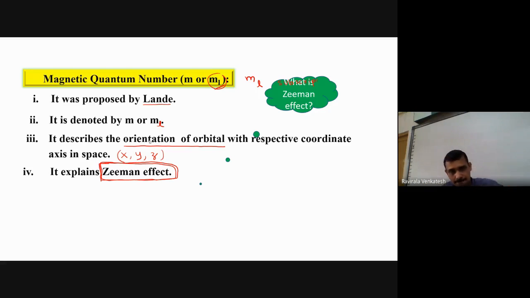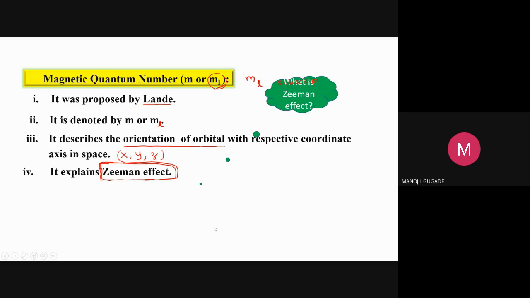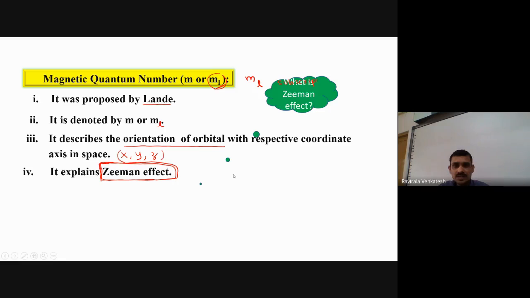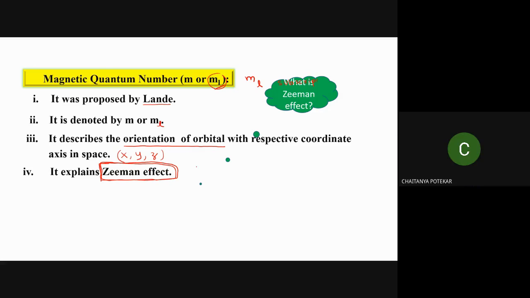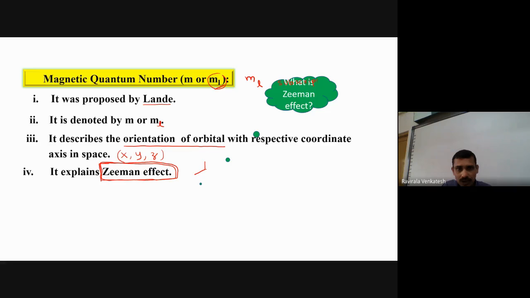Zeeman effect. Yes. It is the splitting of spectral lines under a magnetic field. That is called the Zeeman effect. Splitting of spectral lines under an electric field is called the Stark effect. So this is the Zeeman effect: a line splitting into several lines. This is explained beautifully by the magnetic quantum number.